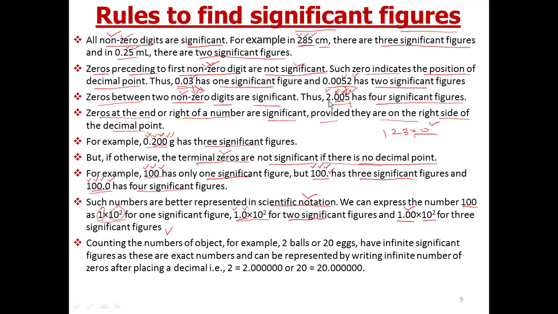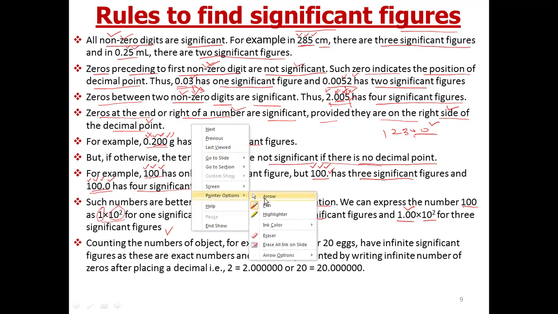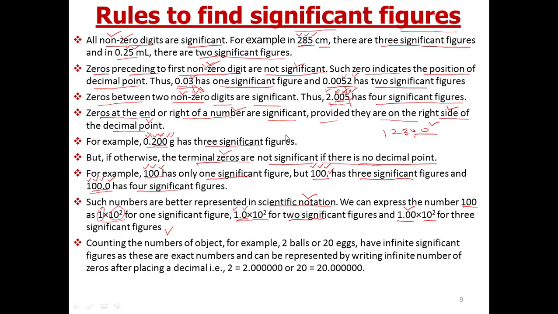So total significant figures are 1, 2, 3 and 4. And zeros at the right hand end of a number are significant, provided they are on the right hand side of the decimal. So if it is represented by a decimal point, then they are significant. If there is no decimal point, then these are not significant. Like in this number 0.200, these zeros are after the decimal point, so it has 3 significant figures. But in 100 there is no decimal point, so these zeros are non-significant, so it has only one significant figure.